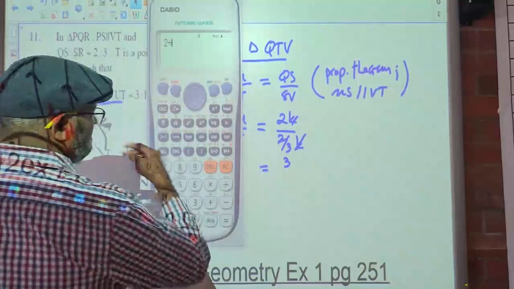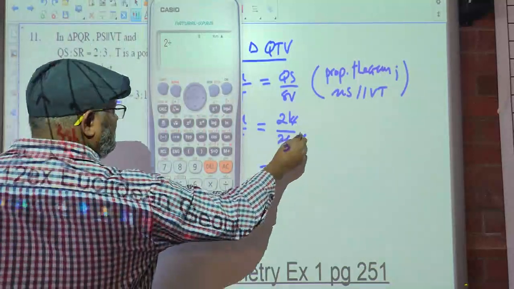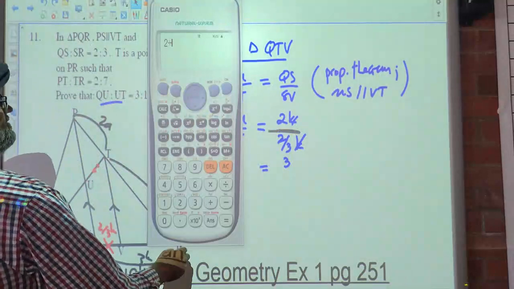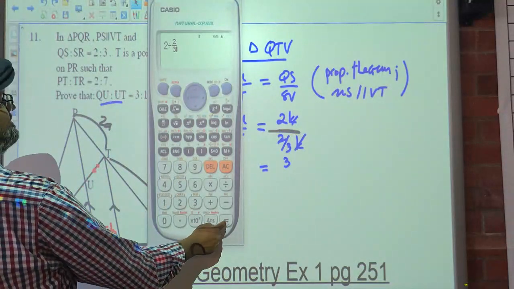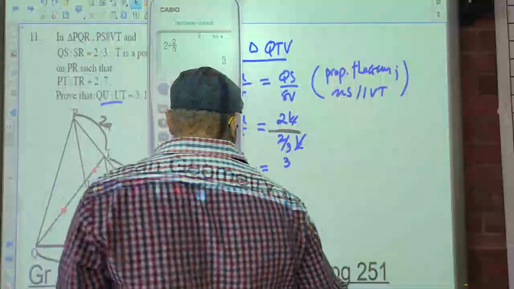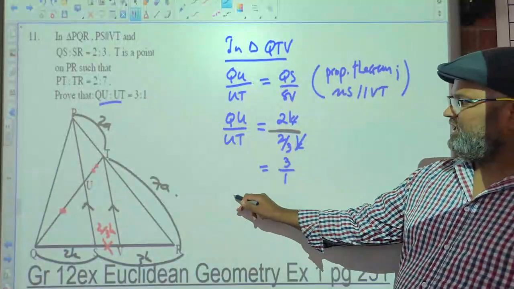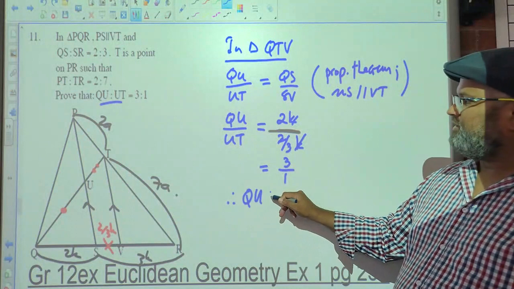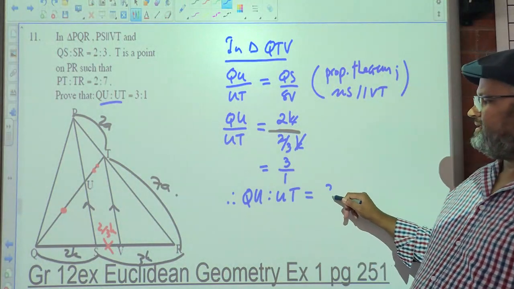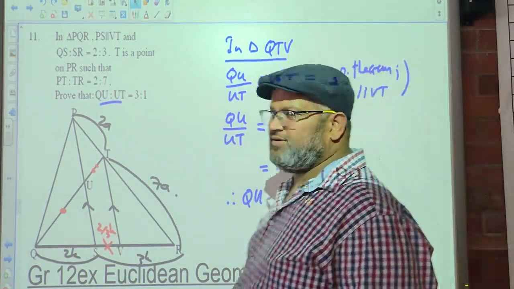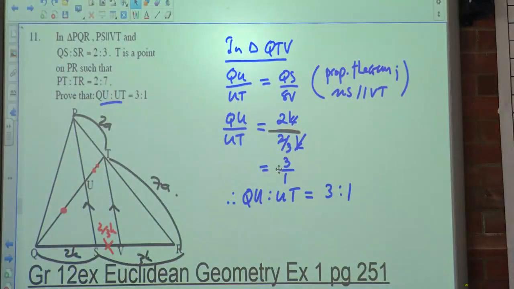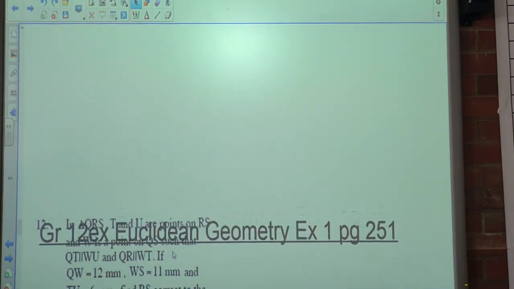You can check as well: 2 divided by 2/3, remember that is a dividing line, gives an answer of 3. But that's the same as 3 over 1. So therefore, QU is to UT as 3 to 1, and I've just proven that now. Okay. Any confusion? Or are you confused that this stuff is so easy?